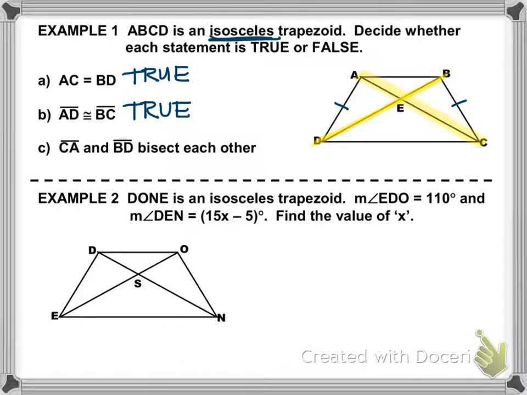C says segment CA and BD bisect each other. Those are the two diagonals. Diagonals do not bisect each other in a trapezoid. That is false. Diagonals only bisect each other in parallelogram, rectangle, rhombus, and square.